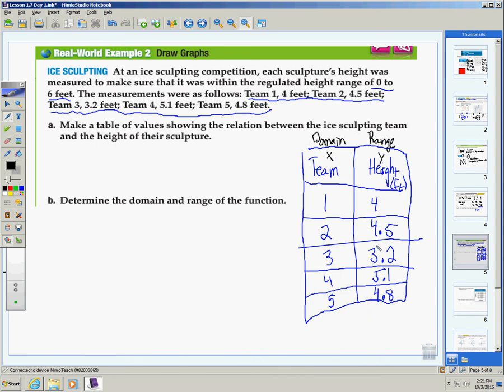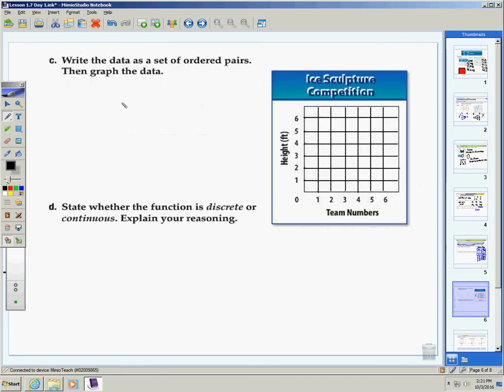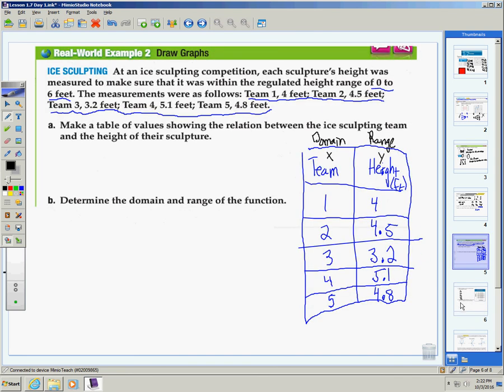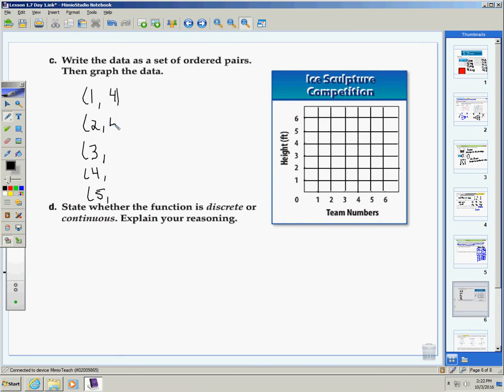Now if we look at part C, we want to write the data as a set of ordered pairs, and then we're going to graph the data. So I already know I have my different teams. So my team is going to be my x value. Now I need to go back and get my y values. I've got 4 for team 1, 4.5 for team 2. I've got 3.2 for team 3, 5.1 for team 4, and 4.8 for team 5. So I've written my data as a set of ordered pairs. Now I'm going to graph it.